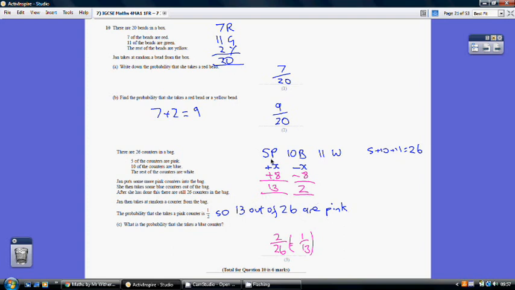So we've got to go from having 5 pink counters up to 13 pink counters, so she's got to be adding 8 pink counters. And like we were saying before, if she's adding 8 pink counters, she's taking away 8 blue counters. So how many blue counters has she now got? 10 take away 8 is 2. So what is the probability she takes a blue counter? Well, that's going to be 2 out of 26, because there's 2 blue, 26 counters in total. Now you could simplify this to 1 over 13 if you wanted, but you didn't need to for full marks.